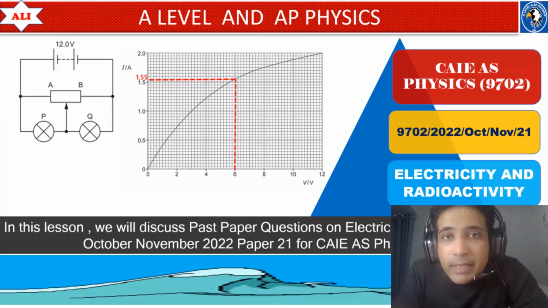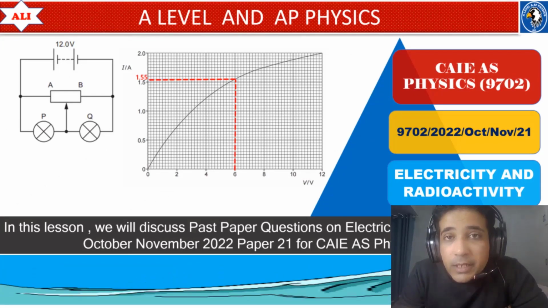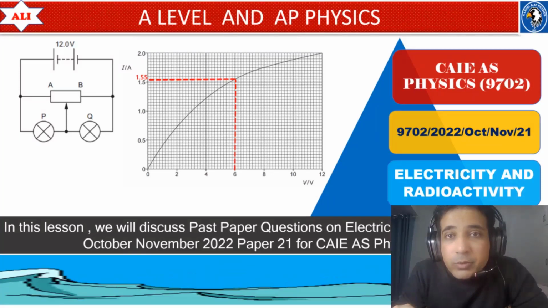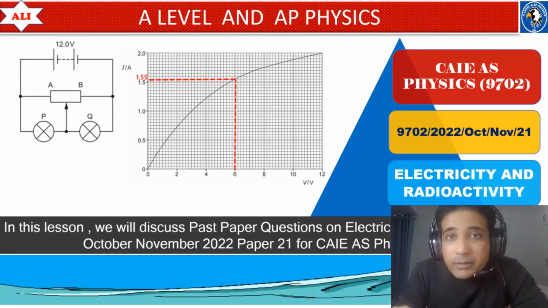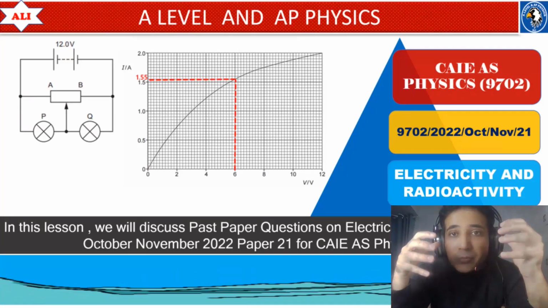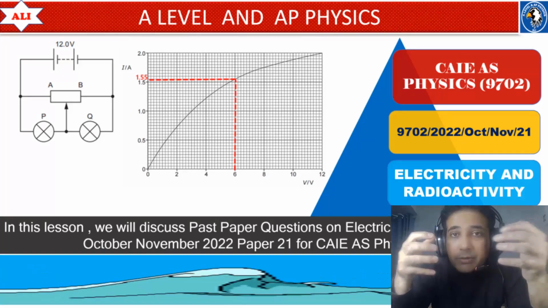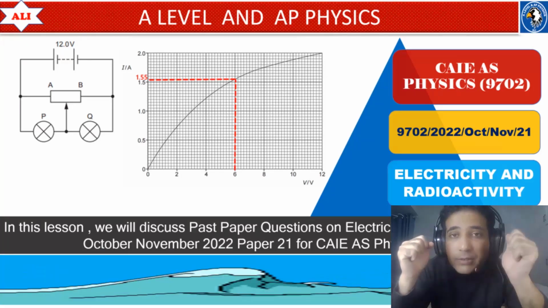Welcome to A-Level and AP Physics. In today's lesson, we will discuss past paper questions on electricity and radioactivity from October-November 2022, paper 2, variant 1. In this lesson, as always, we will discuss these questions in detail so you can improve your conceptual understanding of these topics, and also have a better understanding of these questions. Let's study together, let's improve together.